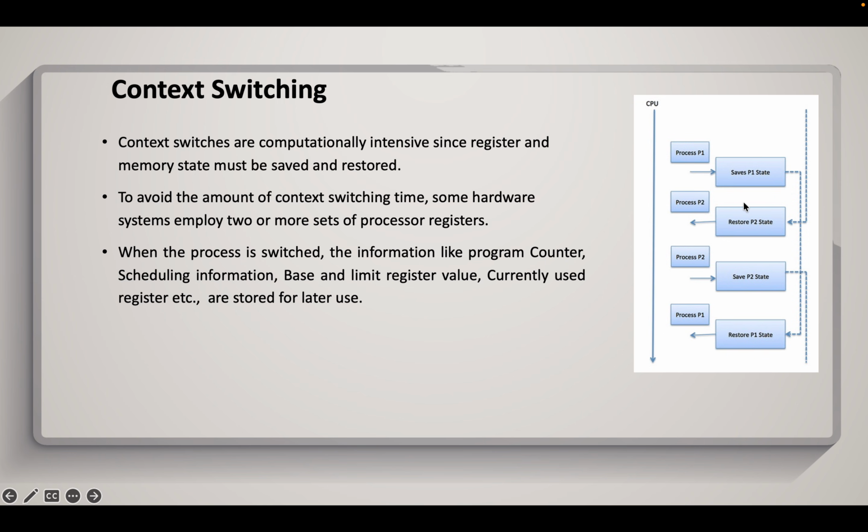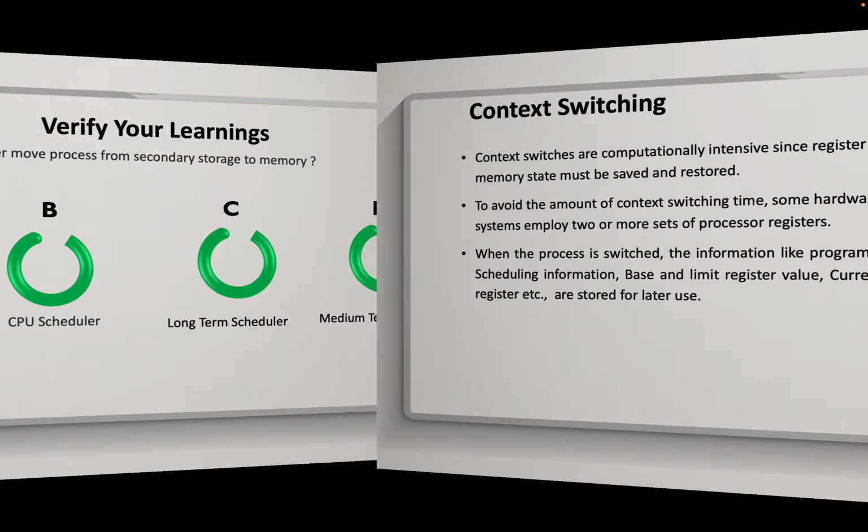So here you see we have processes P1, P2, P3, P4. Whenever there is a context switch, the state will be stored in the system, so that when the process gets its next chance, the status will be recovered from the stored place.